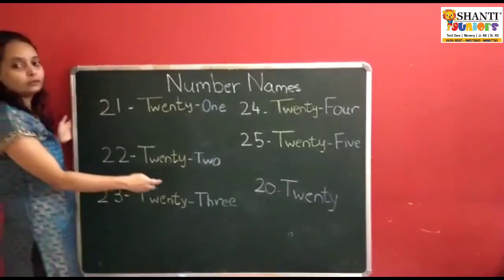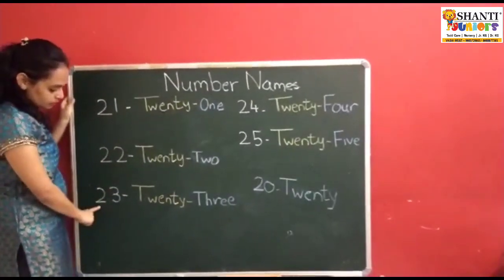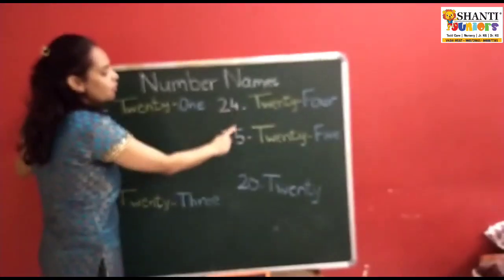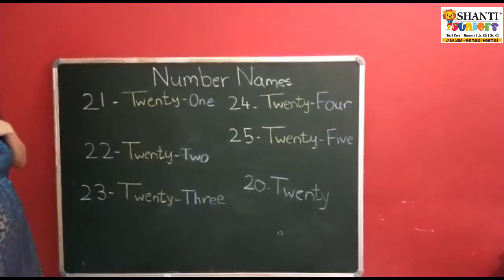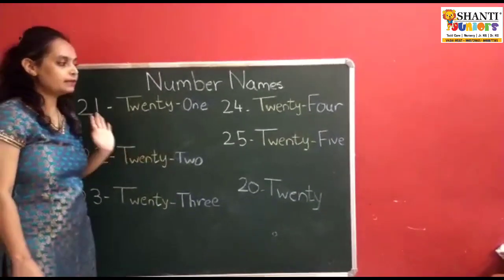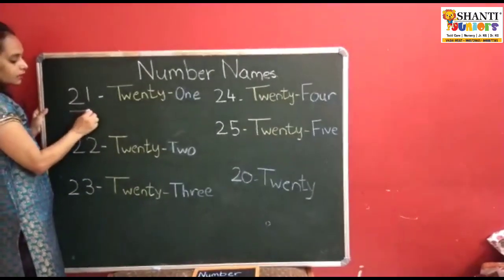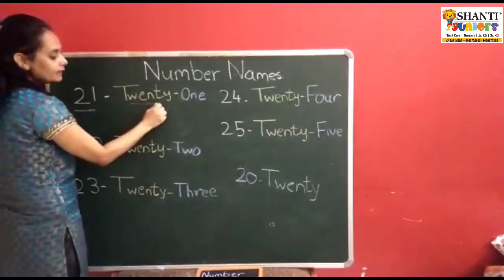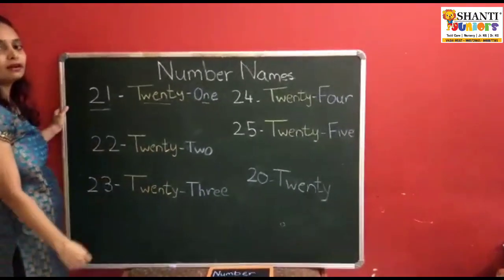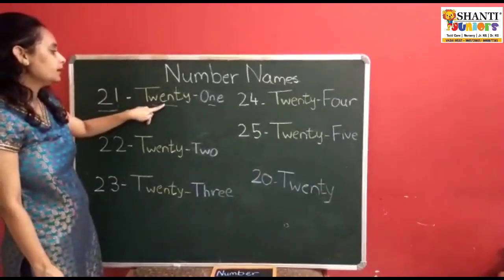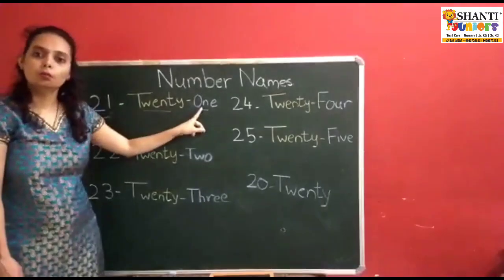Now we are going to learn further numbers, that is 21, 22, 23, 24 and 25. These are the further number names, and they are simple. Now this is 21. So you have to write the spelling of 20 and then 1. So it becomes 21. What is the spelling of 20? T-W-E-N-T-Y. 20 and then 1.